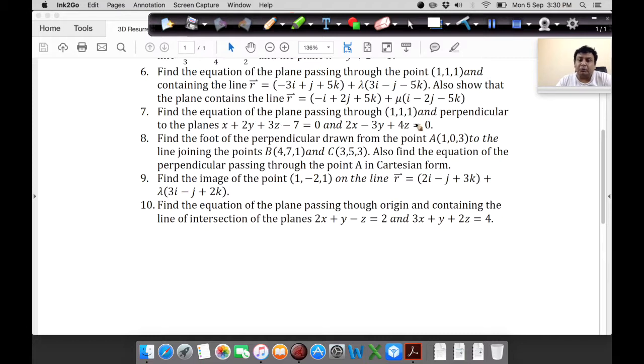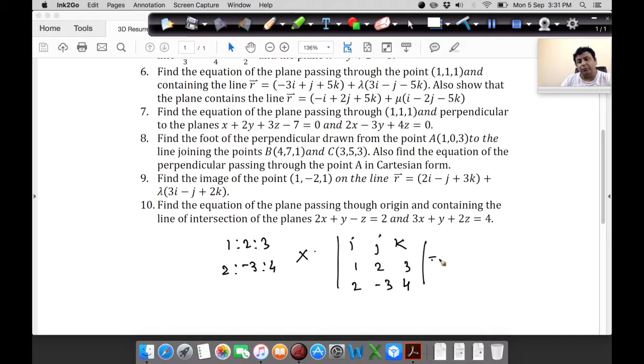Find the plane passing through this and perpendicular. So, very simple sum. The direction ratios of the normal to this plane are 1 is to 2 is to 3, and the other one is 2 is to minus 3 is to 4. Take these two direction ratios and find the cross product of these two vectors. So i, j, k, 1, 2, 3, and 2, minus 3, 4 will give you the normal vector n, because both the planes are perpendicular to it.